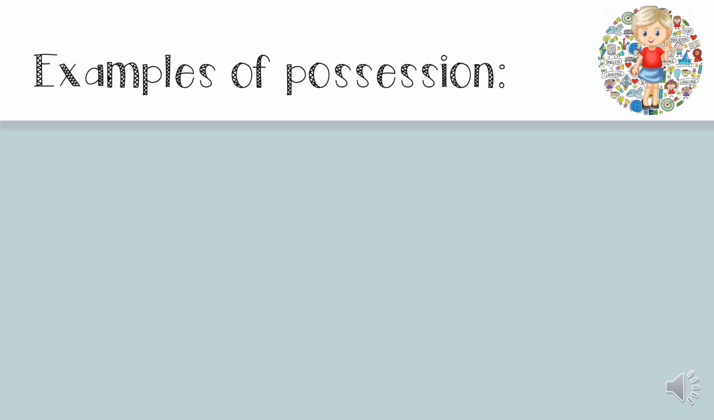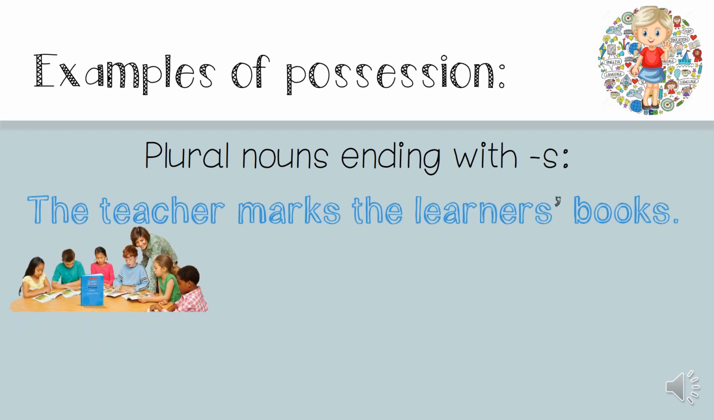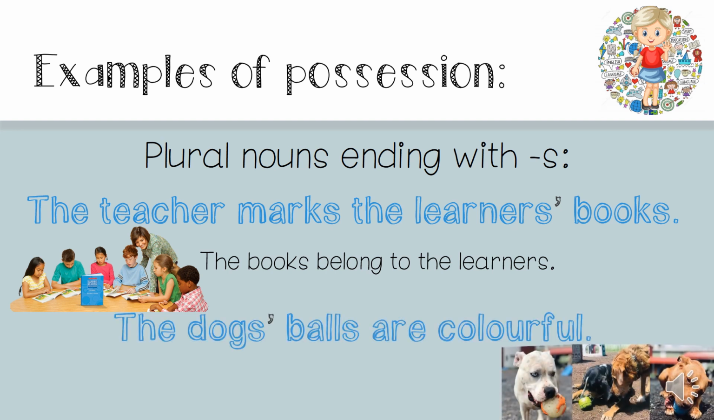Now let's look at some examples with plural nouns ending with an S. The teacher marks the learners' books. Can you see that learners ends with an S? That's why we only put an apostrophe after the S, but not an apostrophe with an S, like the ones with the singular nouns. This shows that the books belong to the learners. The dogs' balls are colorful. If you have a look again, you'll see dogs ends with an S. Only an apostrophe, not apostrophe S. This shows that the balls belong to the dogs.